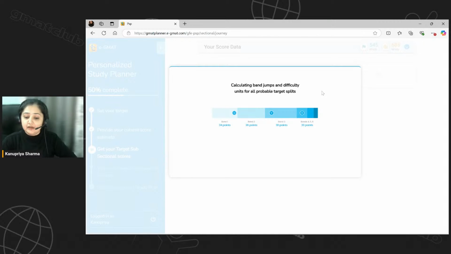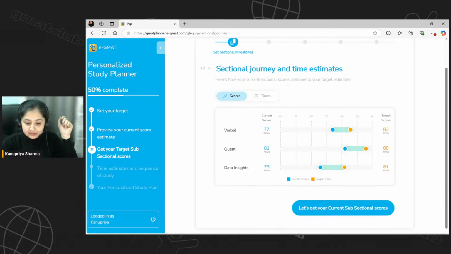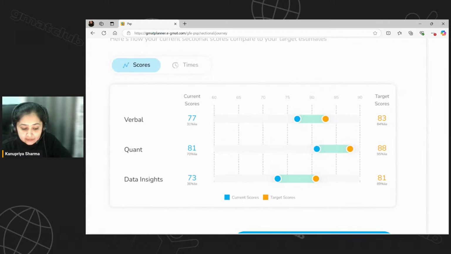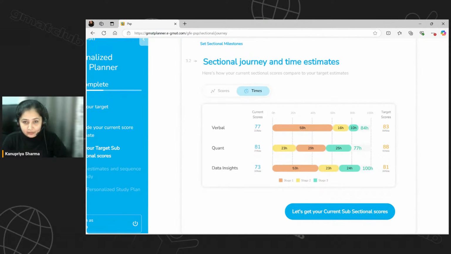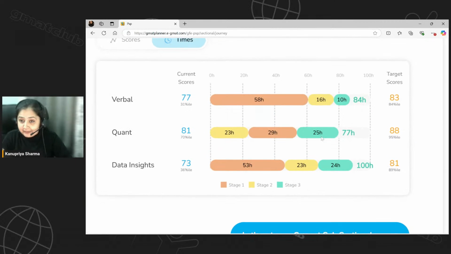So now we will see what the overall journey would look like, and then we will move to the subsections. So here you can see that this would be your journey in verbal, quant, and DI. And here you can see the rough time estimates that are required to get there. Now, this screen shows the steps that are required to get there. So because you're strong with quant, the system suggests that you start with cementing.